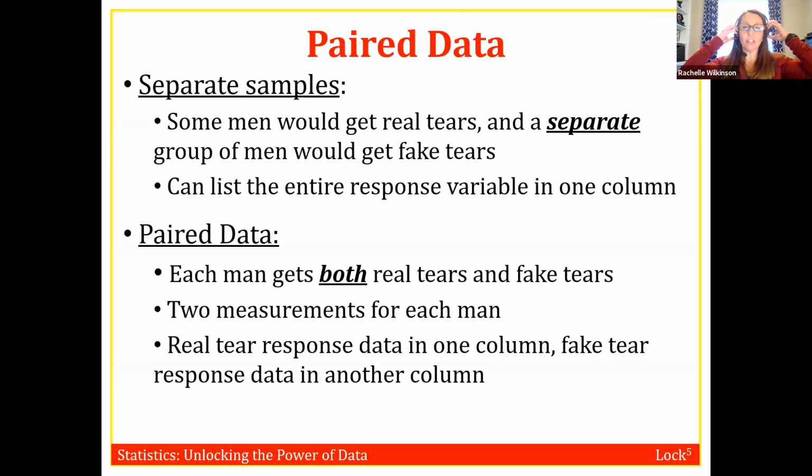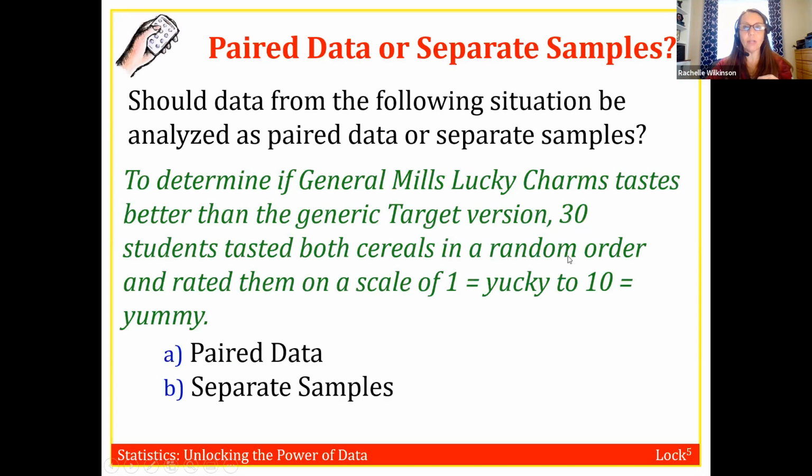So in our spreadsheet, when we list out the data, we're going to have one row for each man, and each man is going to have 2 measurements, one for real tears, one for fake tears. So when we actually analyze the data, what we're going to do is take the measurements for each man and subtract them. So we're going to take the real tears minus the fake tears to get the difference in testosterone for these 2 treatment values. Okay, so here's a chance for you guys to practice and see how well you do identifying paired data versus separate sample data.